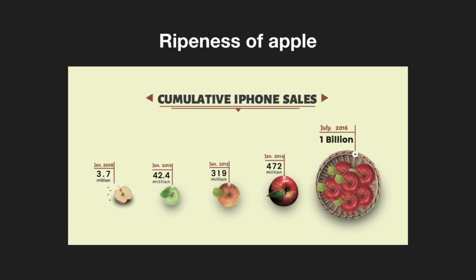The next one is the second number display. It has size encoding. Beginning from the apple seed, the apple grows as the cumulative sales grows. The size of the apple is not only represented with the size, but also the color of the apple. For the last element, I use a basket of apples rather than a bigger apple.